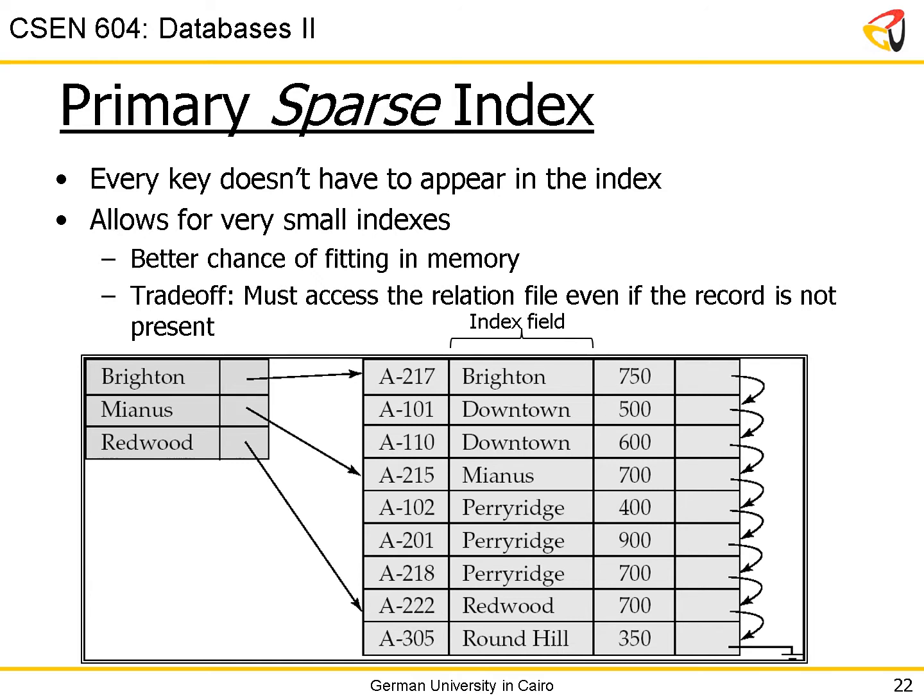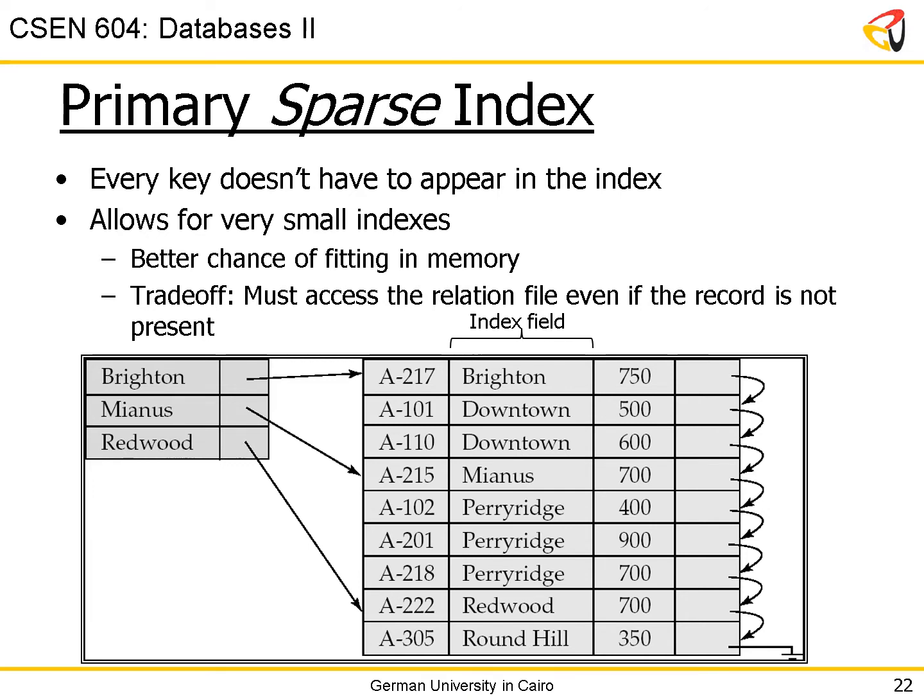So this is what you see here on the left side of this image. Brighton, Minus, and Redwood were picked, and the rest were not included in the index. That's why it's called sparse. It doesn't have everything. Now, will we be able to answer queries and make benefit of this index? Yes, of course. But obviously, the benefit here is less.